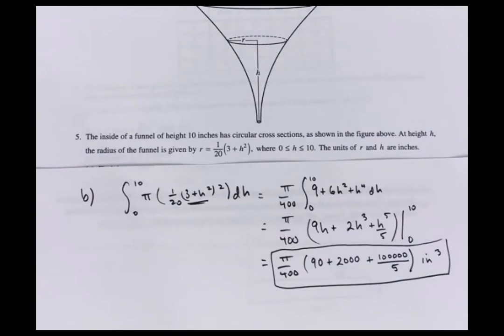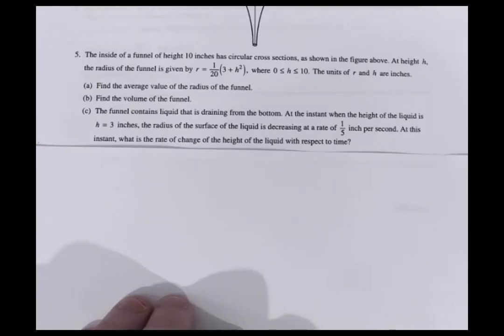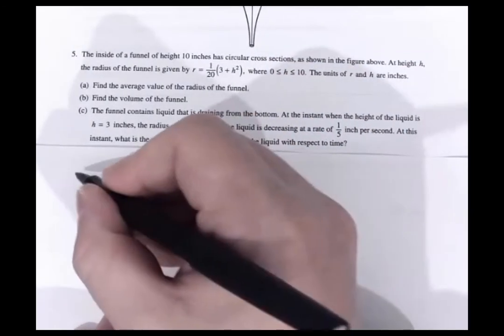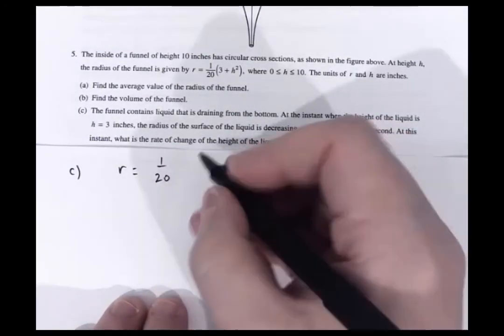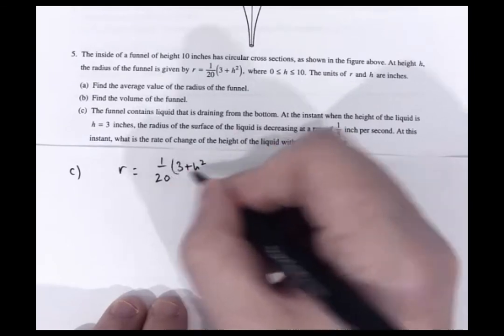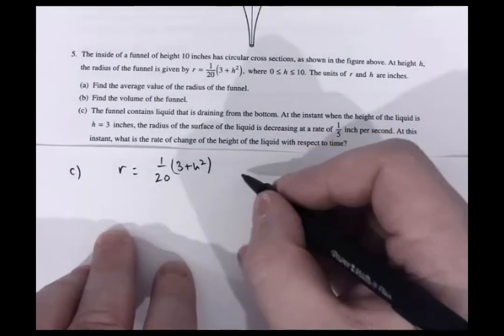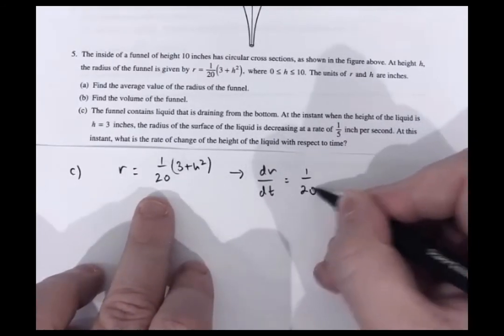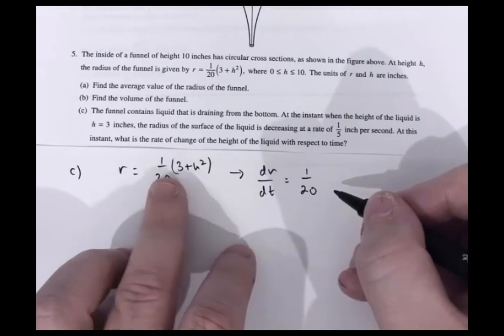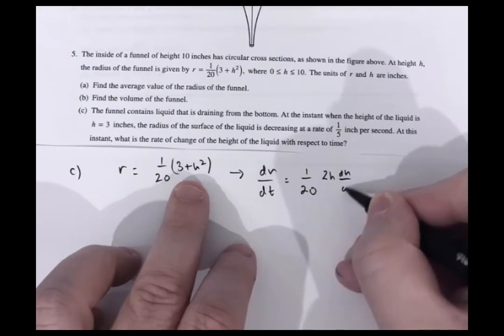Okay, final part. Part C has us do a fancy related rate problem. Okay, yeah, that's no problem. So we have up here that in part C, r is equal to 1 over 20 times (3 plus h squared). We're simply trying to figure out what is dh dt. So I'll take the derivative of both sides with respect to time. That would imply that dr dt is equal to 1 over 20 times the derivative of 3 plus h squared. Derivative of 3 is constant, so that's 0. And this becomes a 2h dh dt.